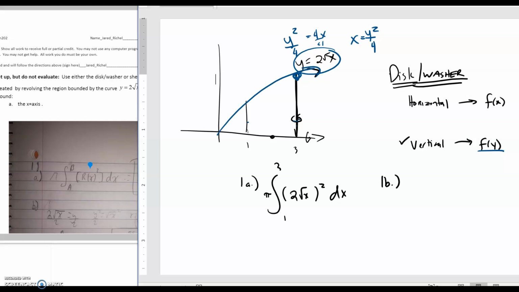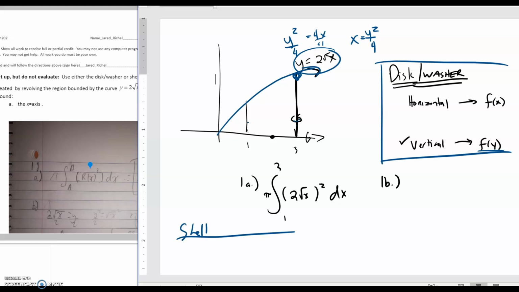For the shell, it's different, right? So here's your rules for the disk washer. For the shell, it's good to remember that when you have a horizontal line to rotate around, it's backwards. It's different, right? A horizontal, and in this case, we're doing vertical, so let's start with this one. Vertical, we use function of x. Horizontal, we use function of y.